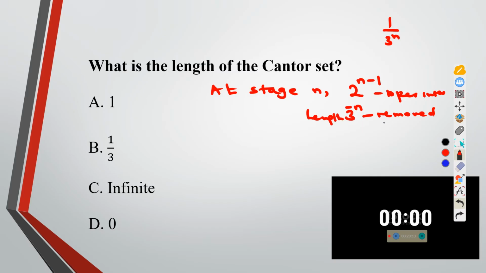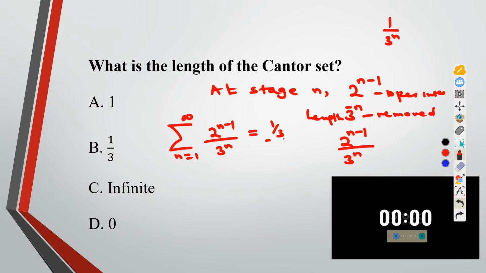So the removed length at stage n will be 2 to power n minus 1 divided by 3 to power n. So the total removed length will be the summation of n equaling 1 up to infinity of 2 to power n minus 1 divided by 3 to power n. Of course, this is the same as 1 upon 3 divided by 1 minus 2 out of 3, which is the same as 1, because this is a geometric series.